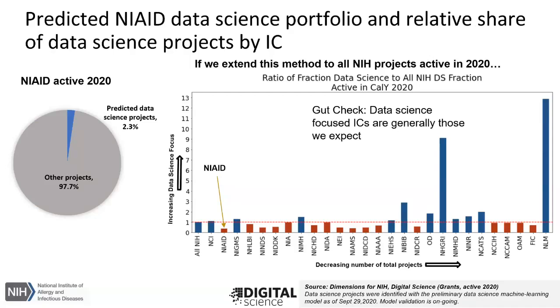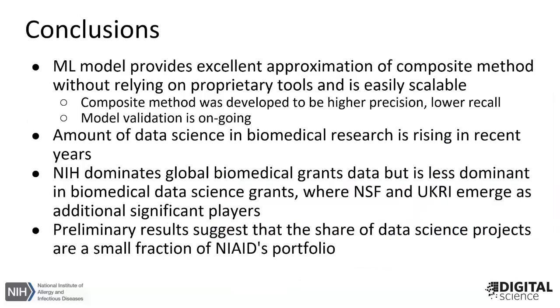I do want to caveat this again that these are preliminary results. Final validation is still forthcoming, but as a preliminary result for us, this is very interesting. All right, and so with that, I'm going to jump to conclusions. We've shown that we have this machine learning model that provides an excellent approximation of this much more complex method and does that without relying on any proprietary tools. It's easily scalable to very large sets of documents where all we need is title and abstract text. I want to remind everybody that model validation is still ongoing, but preliminary results are very promising.